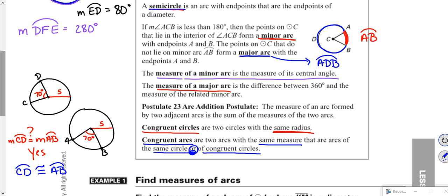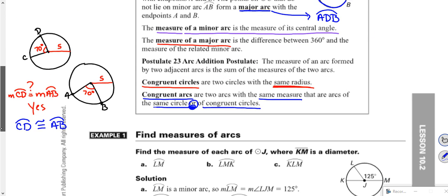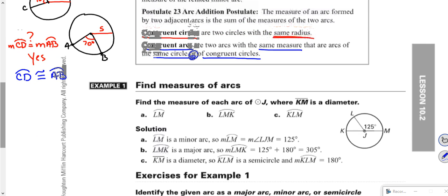Remember the difference between congruent and equals. We use congruent when we're relating to geometrical shapes, like segments or circles or triangles or whatever. We use equal when we're talking about actual numbers, measures of those things. Okay, so let's look down here real quick.